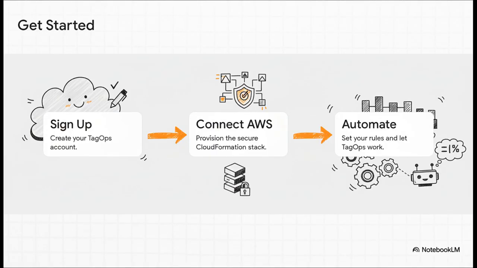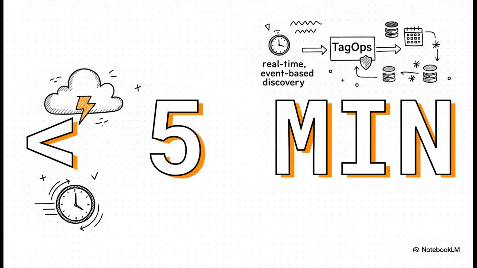You sign up, connect your AWS account using a secure, pre-built CloudFormation stack, which is basically just an infrastructure template from AWS, and you can immediately start setting up your automation rules. There's no complex setup and no agents to install on any of your resources. It's really clean. The whole process takes less than 5 minutes.